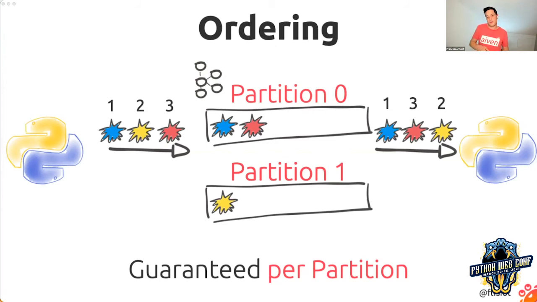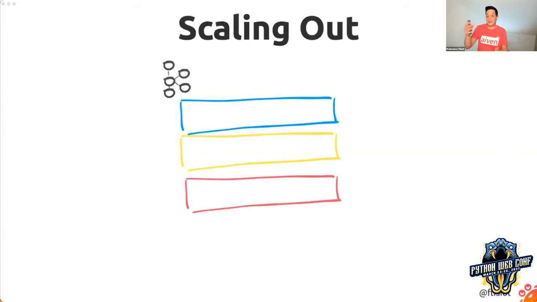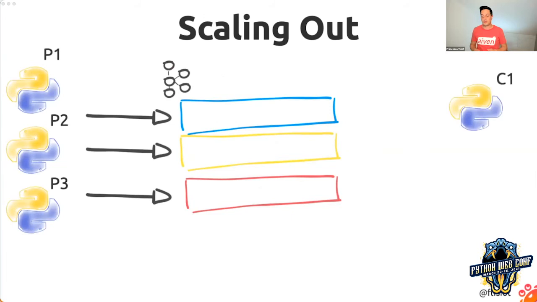But partitioning is also good because now, instead of having one unique log and one unique thread that tries to write to this log, we can have multiple threads, one per partition. So we can scale out, we can create multiple instances of the producer that will start writing data to the multiple partitions. And on the other side, I could also have multiple consumers.